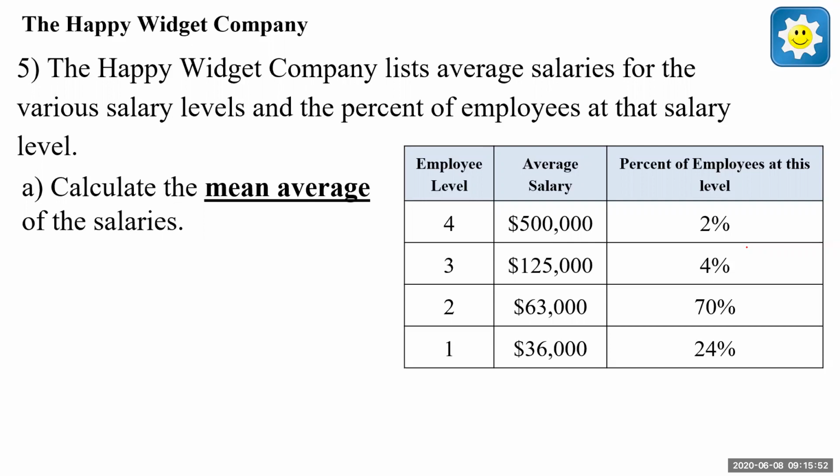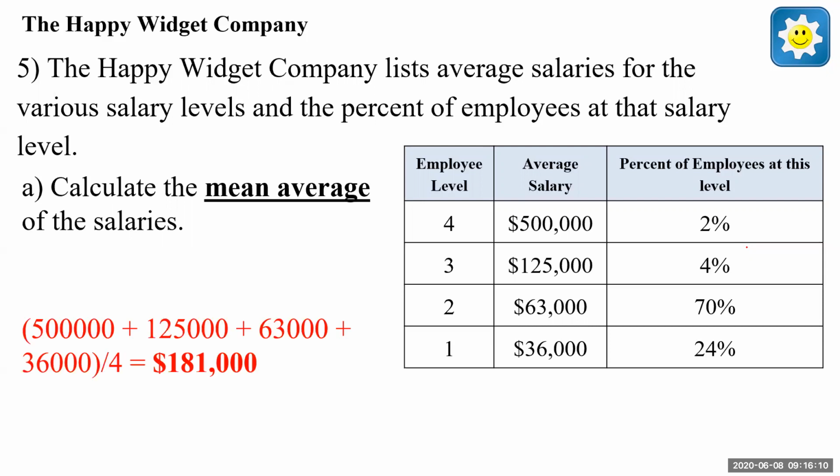Okay, so here you're just going to find the mean or the average of the salaries. So just focus on the salaries, right? There are weights, but for this step we just want to look at the average of the salaries. So put all the salaries together, sum them, and divide by what? By 4. And that gives you the average salary.